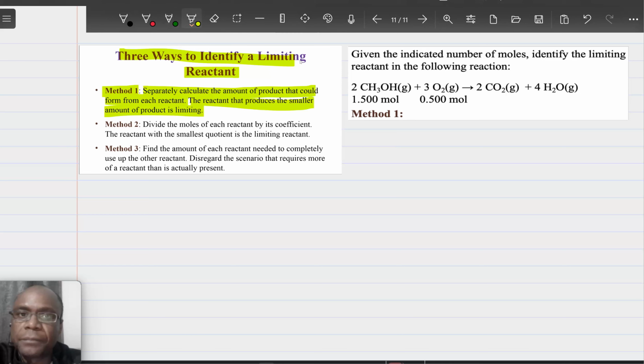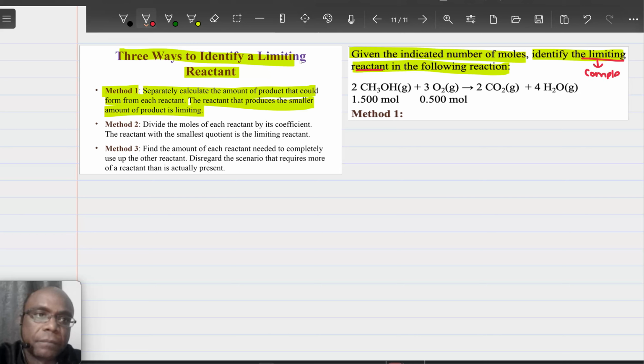Let's do that. We are going to use this example. Given the indicated number of moles, identify the limiting reactant of the following reaction. Step number one, what is a limiting reactant? A limiting reactant is that which is going to be completely consumed in the reaction, no leftover. Completely consumed or completely used up, no leftover.